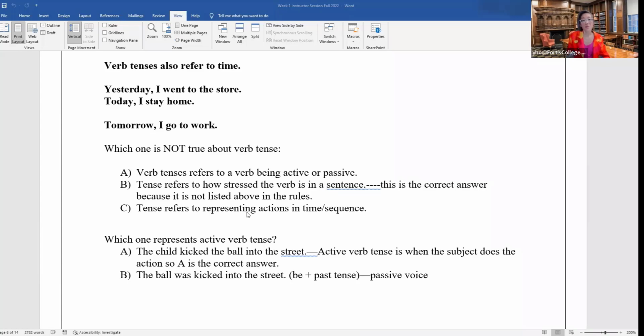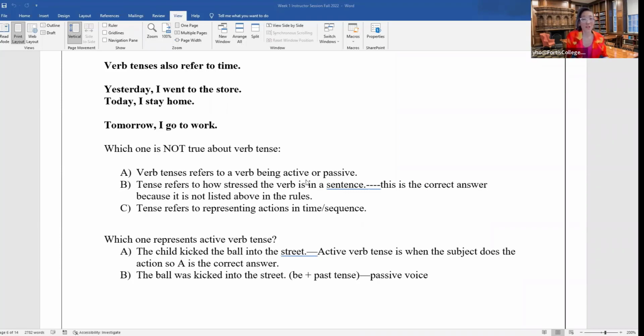Tense refers to representing actions in time and sequence. Is that true or false? That's also true. So here, the only one that's not true: tense refers to how stressed the verb is in a sentence. No, syllables refer to how stressed a word is in a sentence. When we count our syllables, therefore, verbs have nothing to do with counting or having stress. That's all to do with English pronunciation.